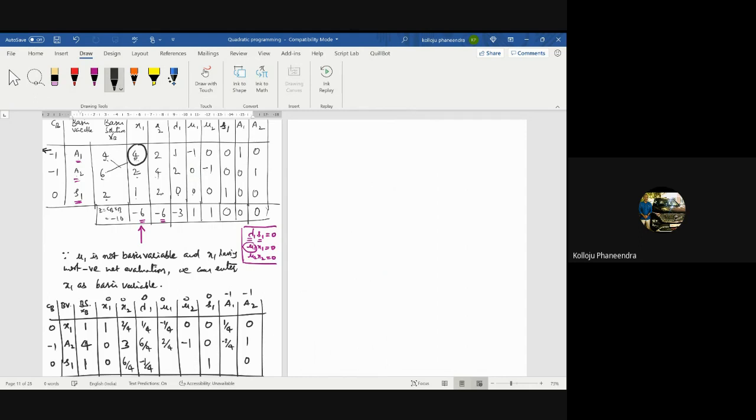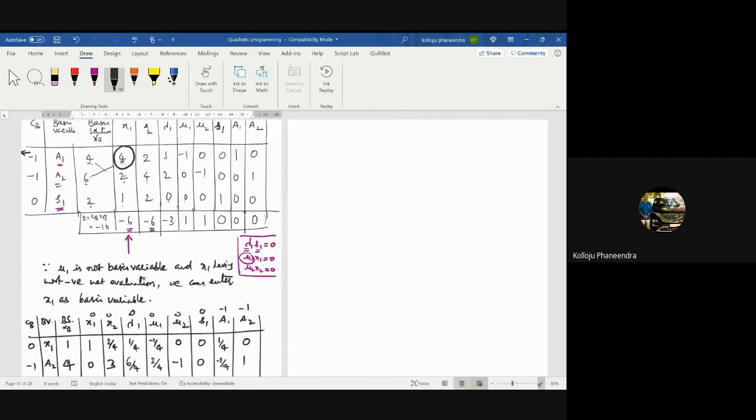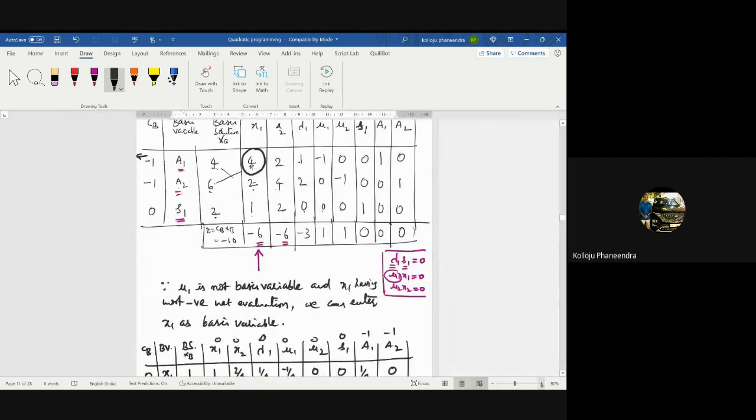Mu 1, this is 0 and this is plus 1 by 4. Next mu 2, this is 0 and this is 0. So this is 0 and this is 0 and this is negative 1, so negative 1 by 4. Now this part is over, right?